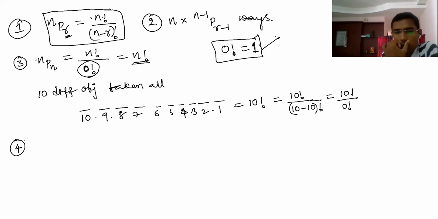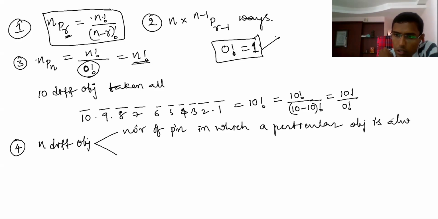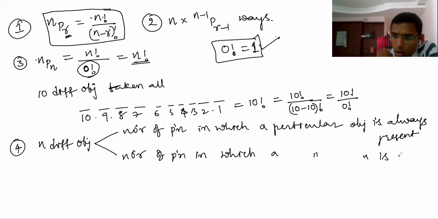Number 4. Now let's take one important idea. You have n different objects, but here what I want is the number of permutations in which a particular object is always present, and another, the number of permutations in which a particular object is always absent. Hope you understand.